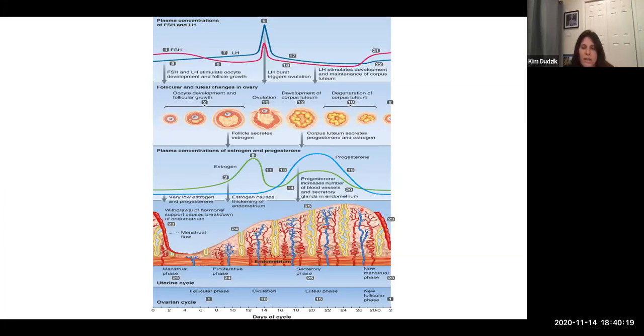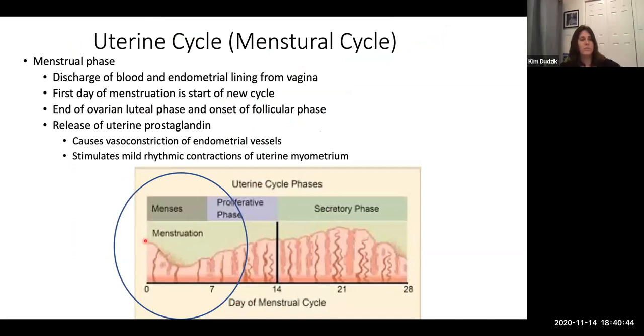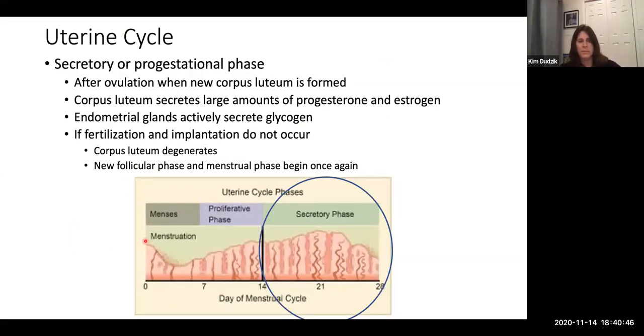Okay, but if no implantation, no fertilization occurs, then the corpus luteum degenerates, progesterone declines really low. Now there's no signal to keep the endometrial lining thick, so it sloughs off, and we're back to day 0, and both the ovarian and uterine cycles start again. Okay. Alrighty, so you guys need to be able to relay that information back to me.